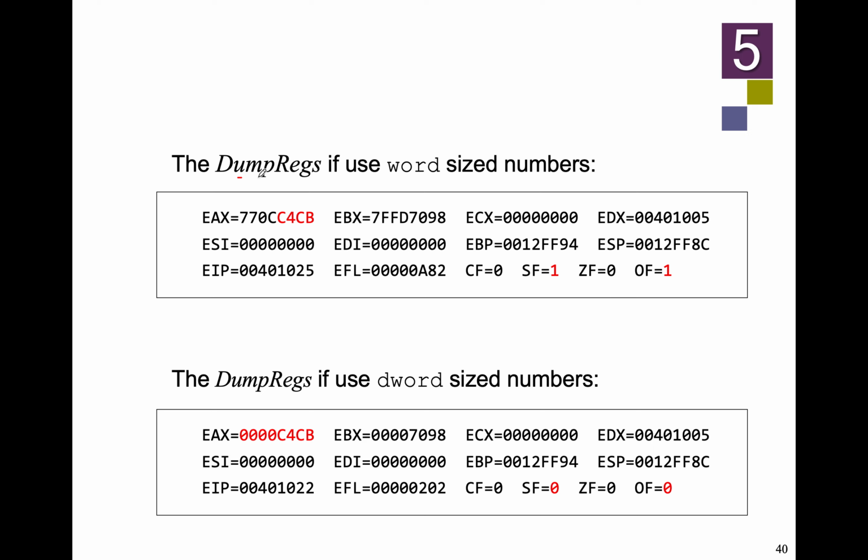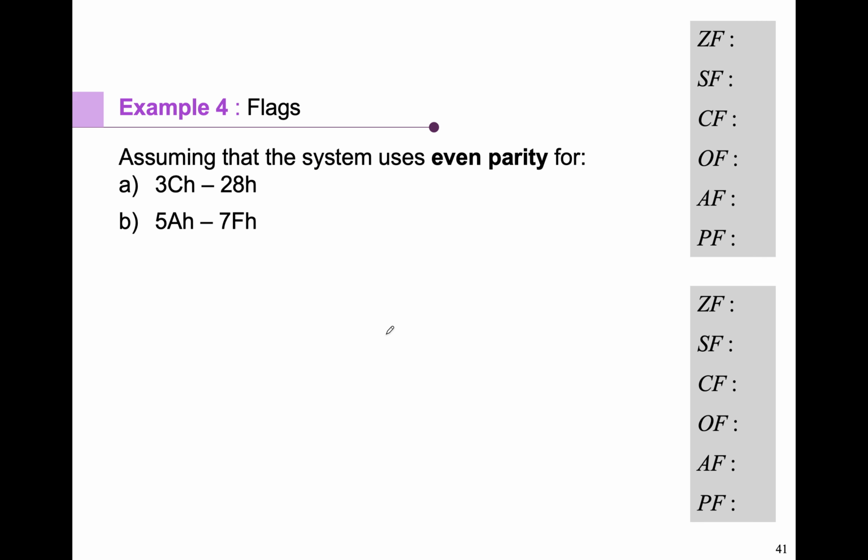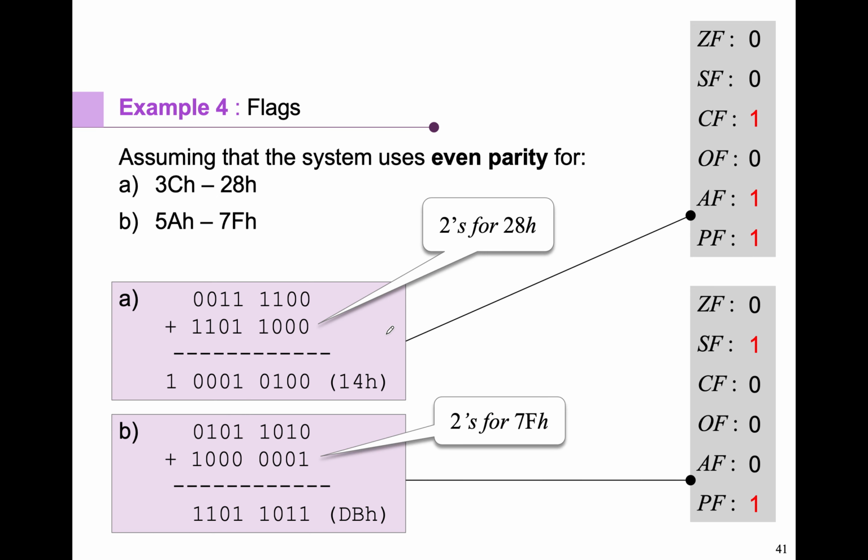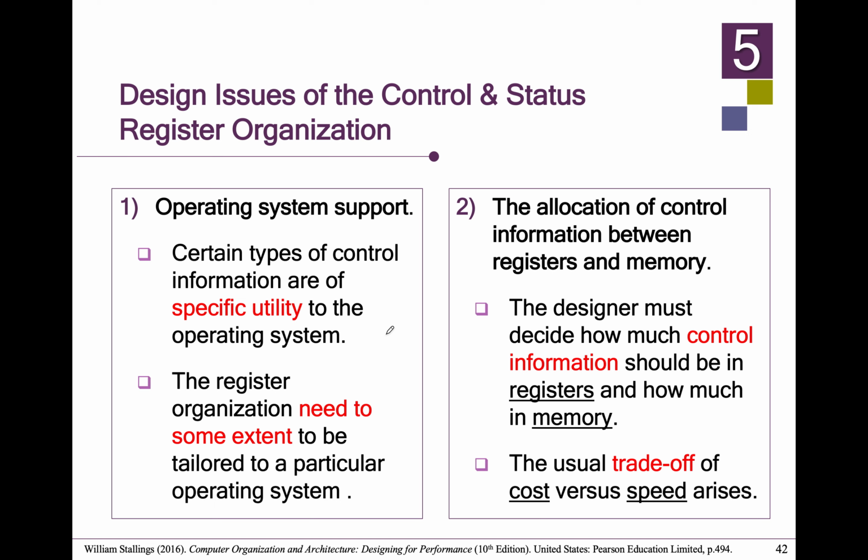You have the register if you use a word size number, and you also have the register if you use the double word size number. So this is the example. Please try to do this example. You can also screenshot the answer. Try to figure out all the flags. Is the value 1 or 0? And okay, we need to end our subtopic 5.2.